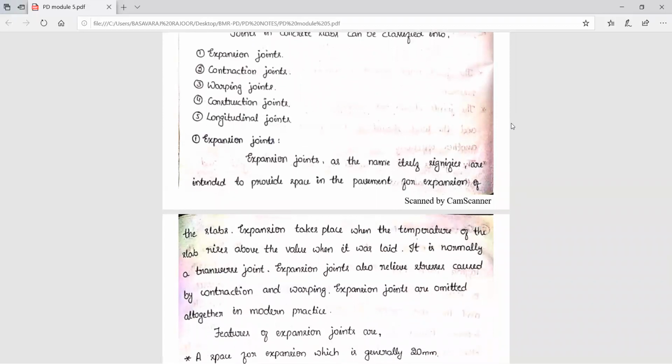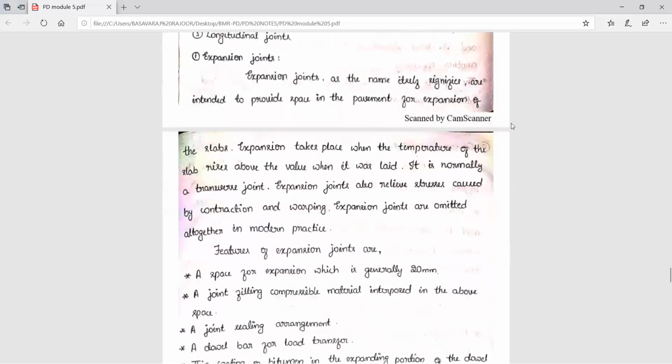Expansion joint. Expansion joints are provided along the transverse direction to allow the movement, that is expansion or contraction of the concrete slab due to temperature and subgrade moisture variation. It is normally a transverse joint. Expansion joints also relieve stresses caused by contraction and warping. Expansion joints are omitted altogether in modern practice.